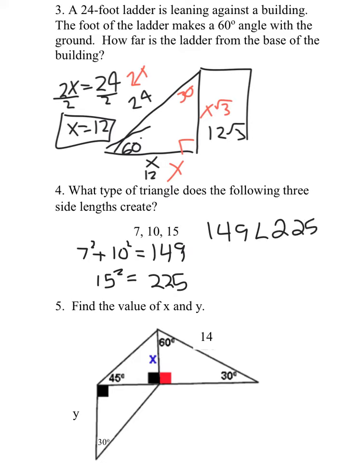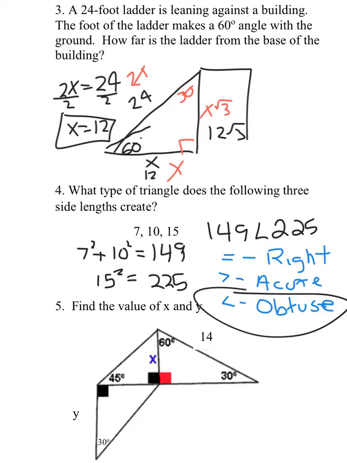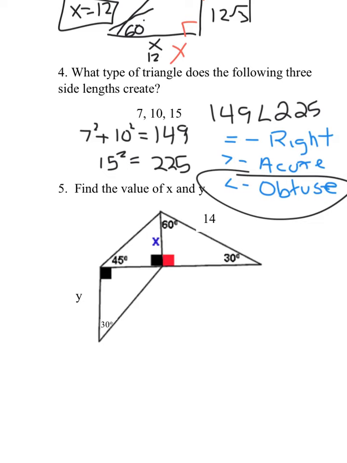So remember: equal means right. Greater than means acute. Less than means obtuse. 149 is less than 225, so this is going to be an obtuse triangle. Need to remember those two, okay? Those will not officially be on the formula chart. Need to know those.